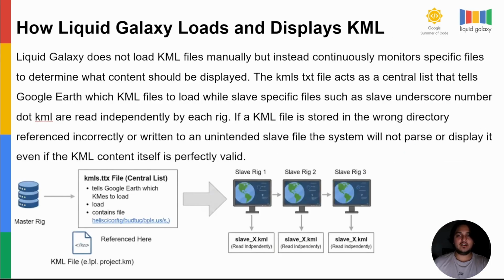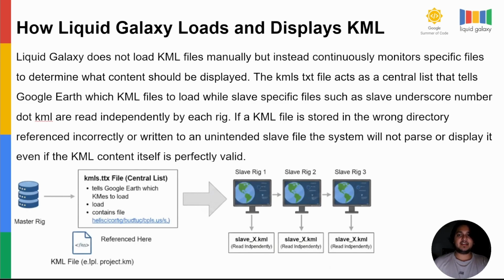Now, let us understand how Liquid Galaxy actually loads and displays files internally, because this part explains a large number of real-world bugs that developers face. Liquid Galaxy does not load KML files manually. Instead, it continuously monitors specific files to decide whether they should be displayed and what content should be displayed on each screen. This means that Google Earth is not waiting for a command like "open this file now." Instead, it keeps checking certain files again and again. And whenever these files change, it reparses them and updates the visualization.